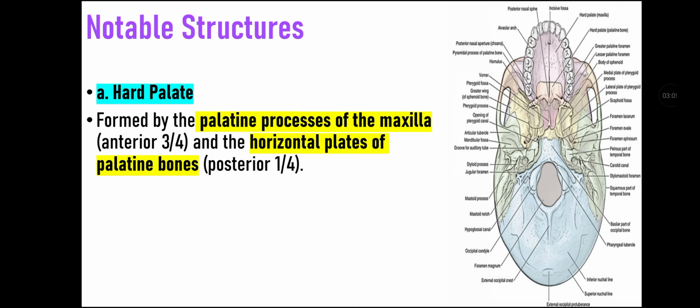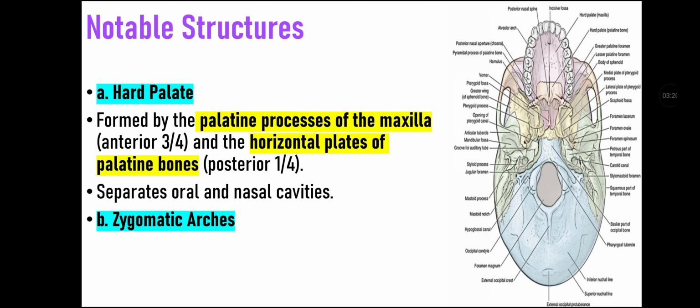Now let's talk about notable structures that are present in Norma Basalis. First is hard palate. As you can see in the diagram, anterior part is hard palate. It is formed by palatine process of maxilla, that is anterior 3/4 of the hard palate, and the horizontal plates of palatine bone, that is posterior 1/4 of the part of the hard palate. It separates oral and nasal cavities.